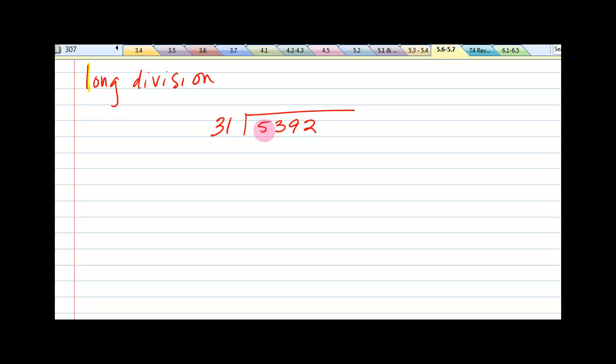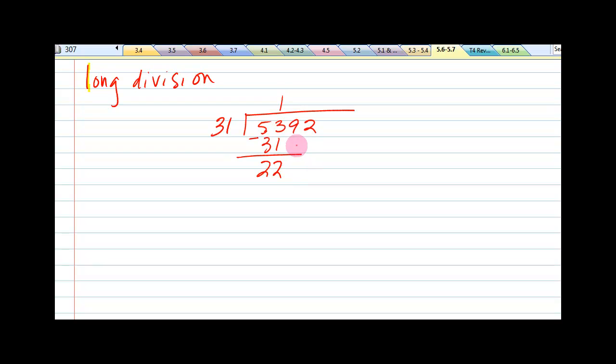I know it won't divide into 5 because it's too big, so I had to move one step to the right, and I'm going to say, how many times does 31 divide into 53? Well, in this case it's 1. 1 times 31 is 31. And I put that subtraction sign up there too quickly, but that's exactly how fast we do this. The next step in my division is to subtract my term from the 53.